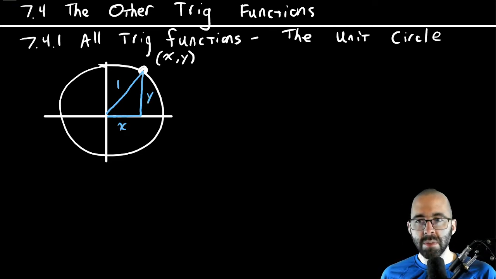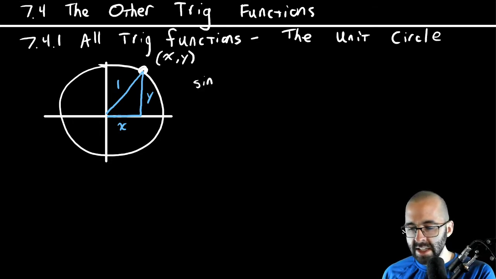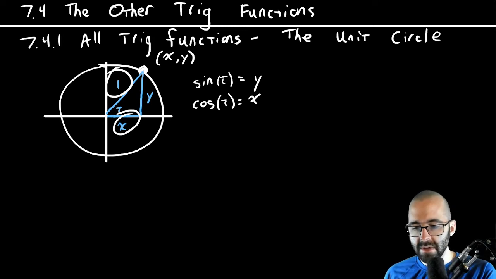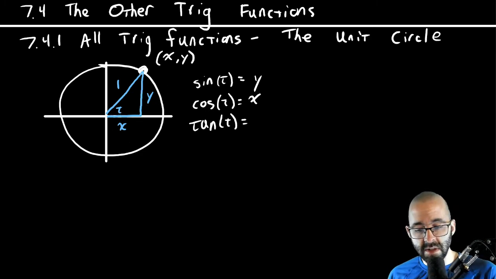Well, we used trig before to say, okay, well, the sine of t, think of this angle right here. That's t. Well, then sine of t is the opposite over the hypotenuse, which is just y. We said the cosine of t was just x for the same reason, adjacent over hypotenuse. And then we said tangent is opposite over adjacent, y over x. It's also sine over cosine.